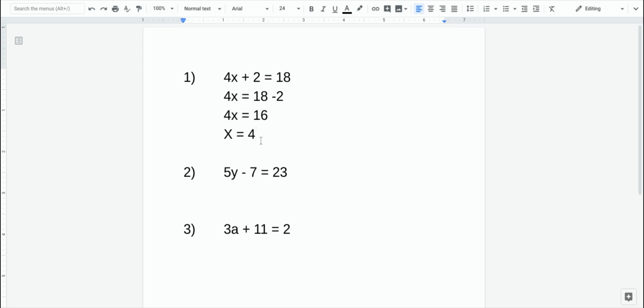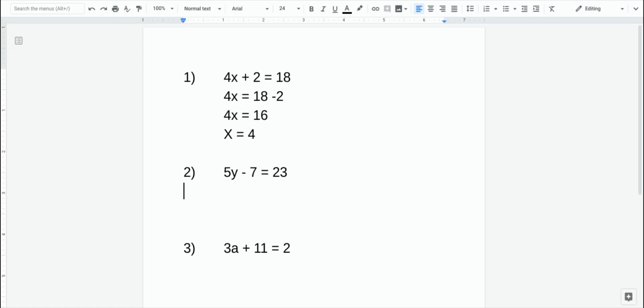Okay, and you can check your answer. Put this 4 back in place of x at the start. Remember, when you've got a number and a letter, it's timesing. So 4 times 4 is 16, plus 2 equals 18. So you know you're right. With algebra, you can always check your answer and know if you're right or wrong.